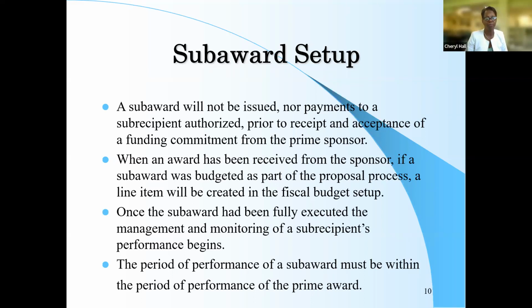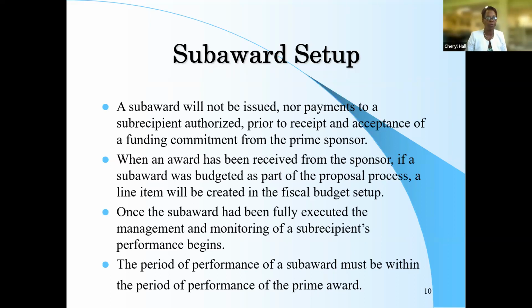When an award has been received from the sponsor, if a subaward was budgeted as part of the proposal process, a line item will be created in the fiscal budget setup. So on our side of the house here at Southeastern, if we're going to issue a subaward to XYZ institution, when we set up our budget in our system, there will be a line item for that particular institution that we are issuing a subaward to. Once the subaward has been fully drafted, we'll get that document together, send it out to the sponsored programs office at XYZ institution, and have them review it. They'll send it back. If there are no changes, everybody's happy with it, we'll sign off on it.